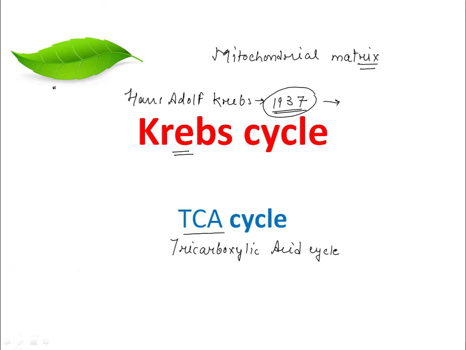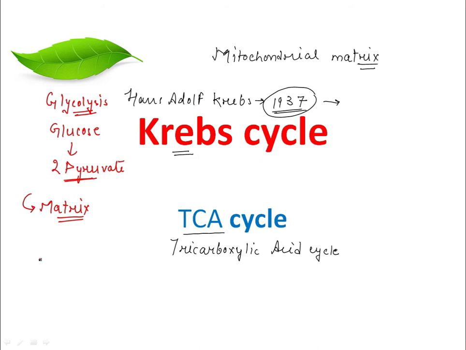Coming to the process of glycolysis, which we have discussed in the previous video: glycolysis is a pathway in which glucose gets broken down to form 2 pyruvate. This pyruvic acid comes to the matrix of the mitochondria with the help of proteins, and here pyruvate combines with coenzyme A to form acetyl coenzyme A, and in this process NADH is also produced.